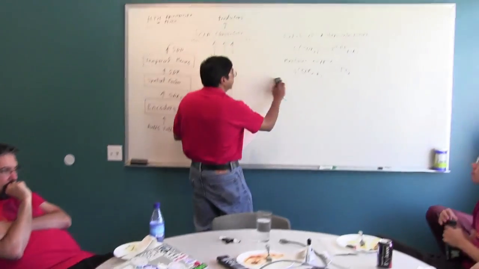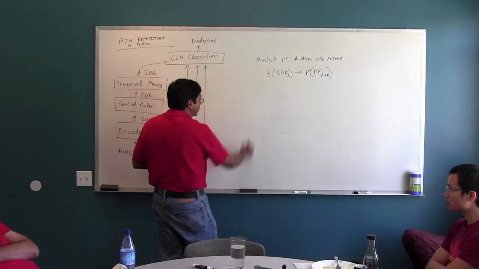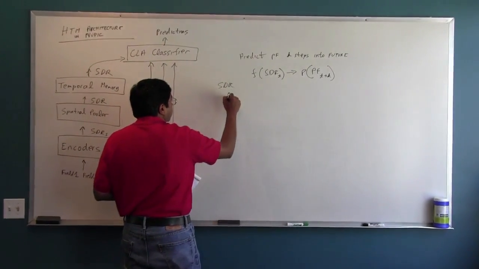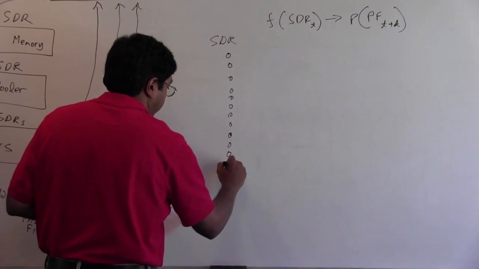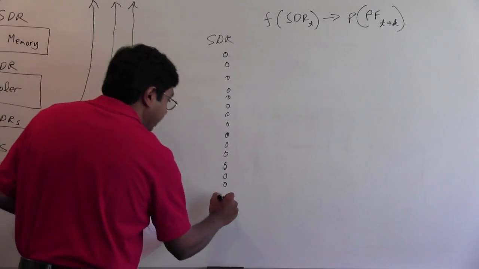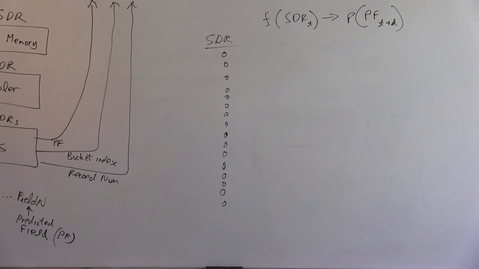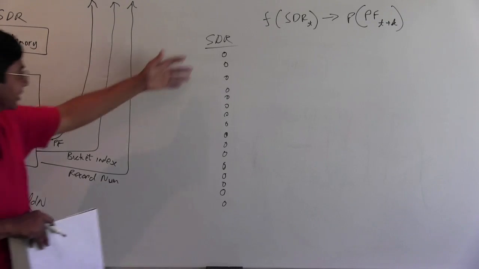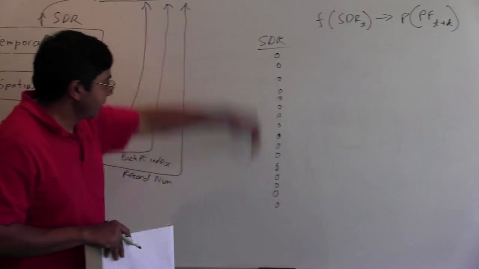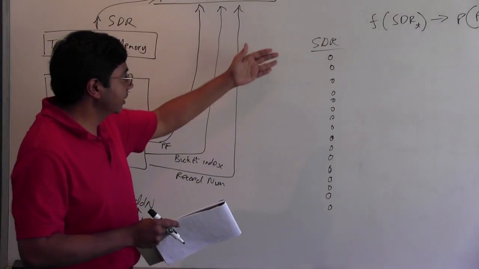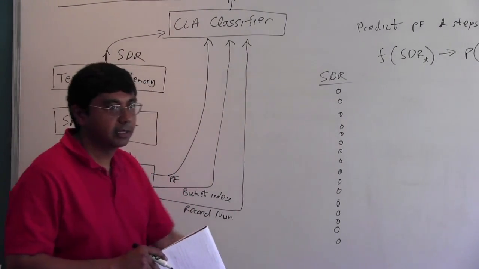Okay, so I'm going to need a little bit of room. I guess I'll leave that out there. So I'll draw an SDR going down this way. I'm not going to draw 65,000 bits. So here's a typical SDR, let's say it's coming out of the temporal memory. I've drawn it vertically, and from the classifier standpoint, it doesn't know anything about the internal structure of the temporal memory. It's just one flat array of bits.